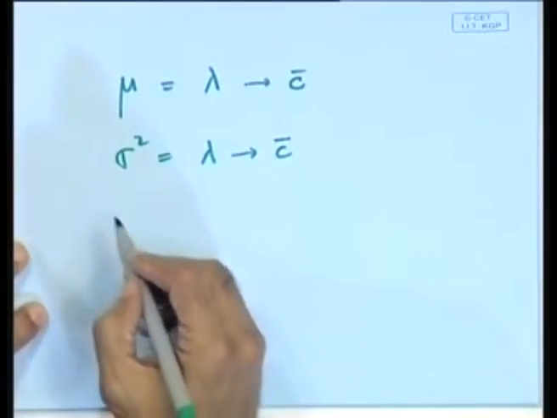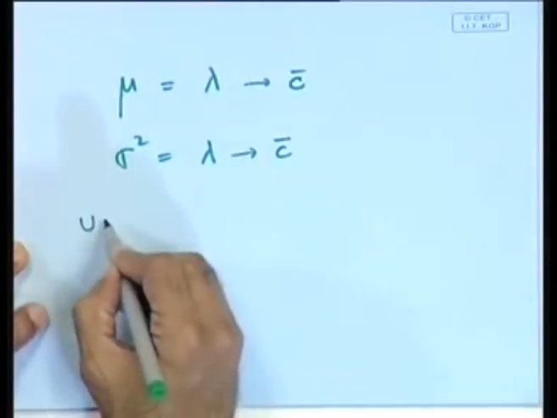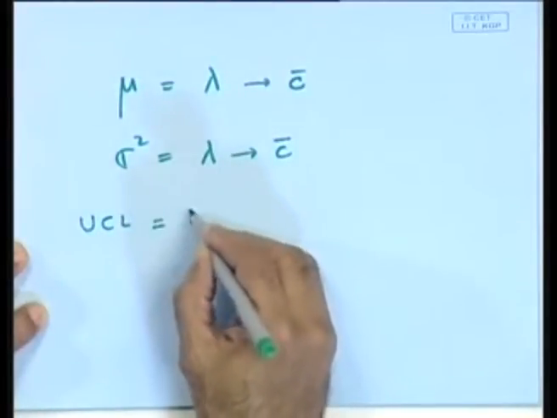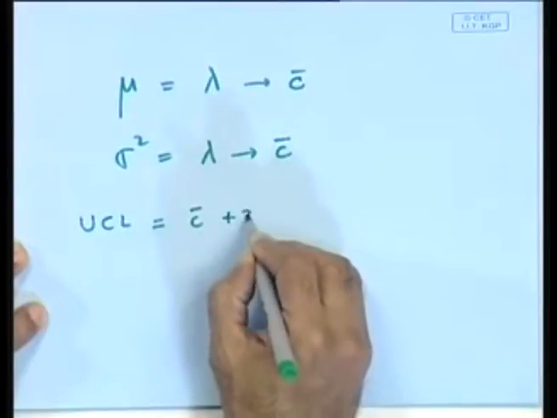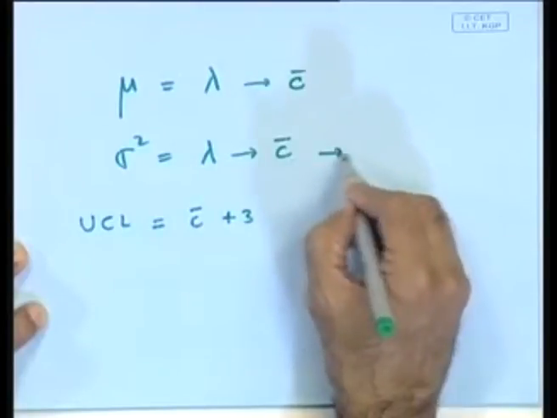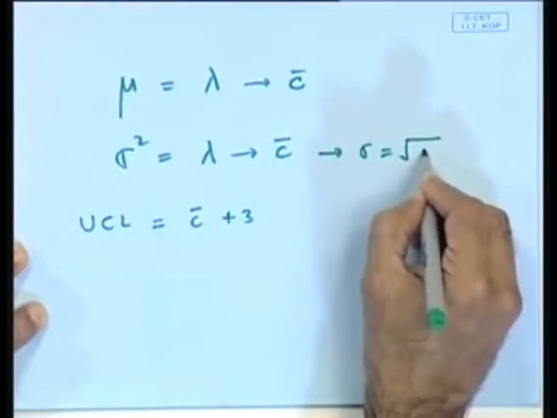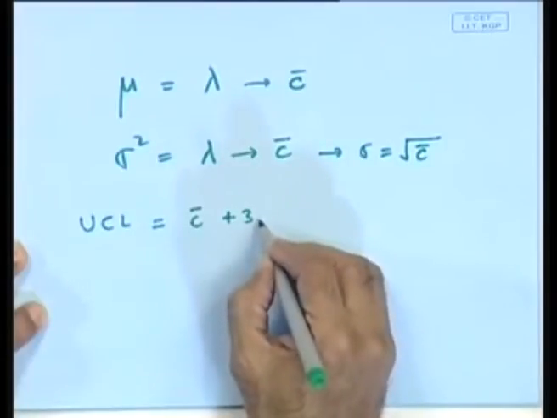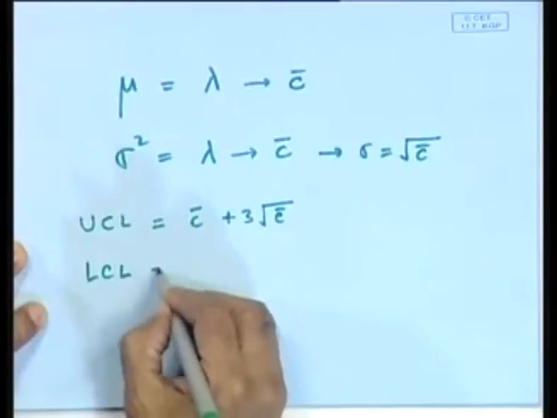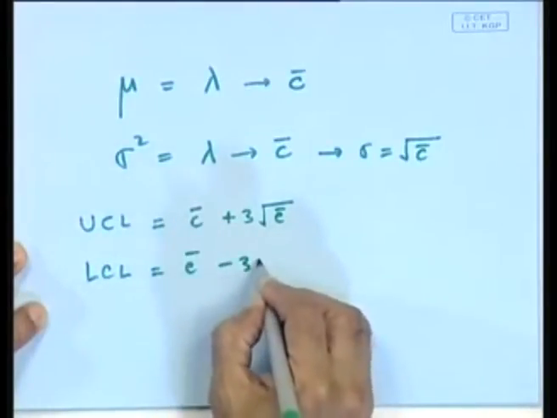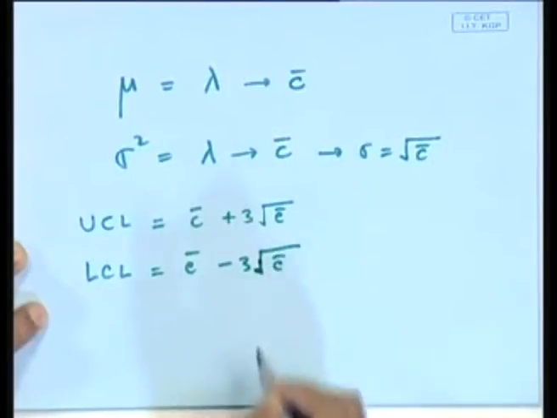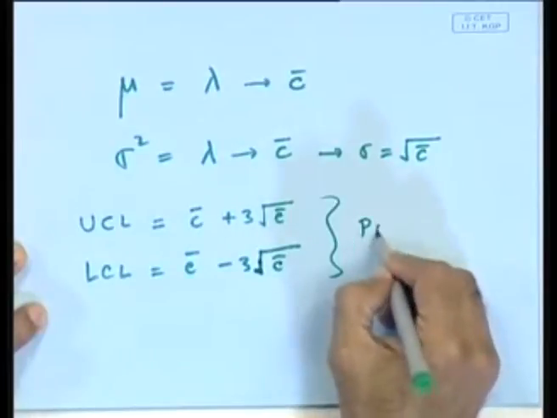So therefore, when I'm trying to draw my 3 sigma limits, the upper control limit will obviously be C bar plus 3 sigma. And what is sigma? Sigma is the square root of this. In fact, this leads to sigma equal to the square root of C bar. So I use here the square root of C bar. And the lower control limit is going to be C bar minus 3 times the square root of C bar. So these are dependent on the Poisson distribution.